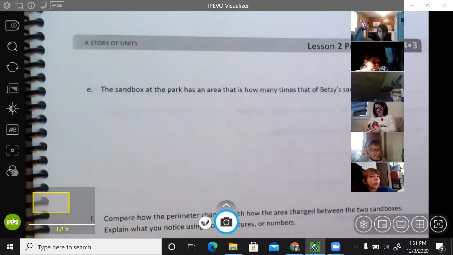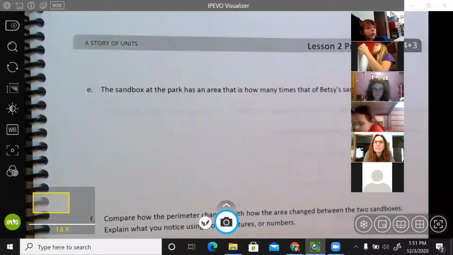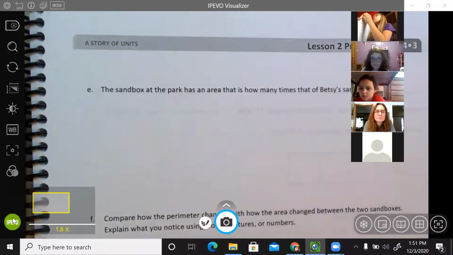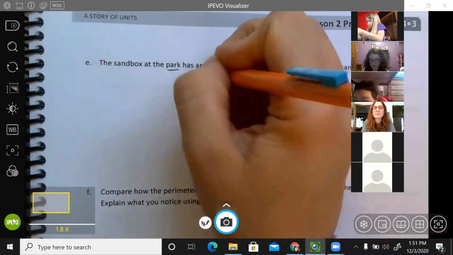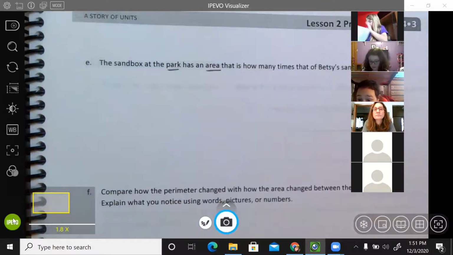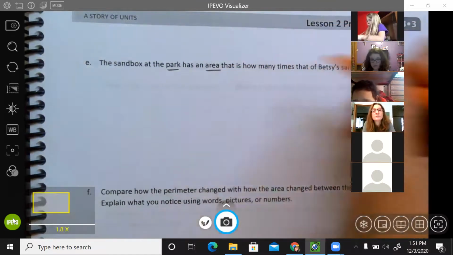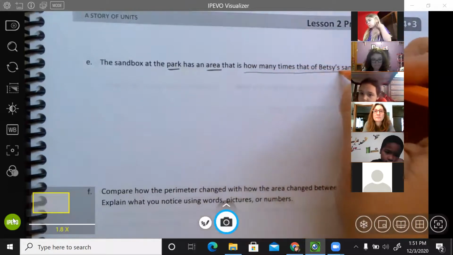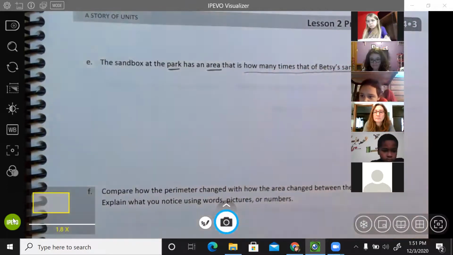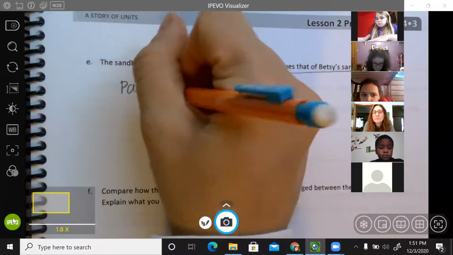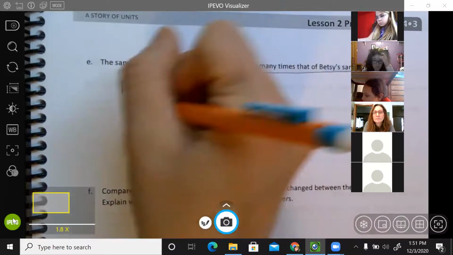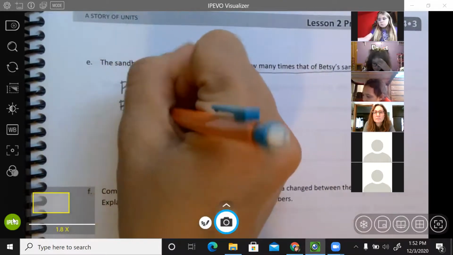Okay, this is our last one, letter E. I don't think I've heard from Riley. Can you read letter E, please? Sandbox at the park has an area that is how many times that of Betsy's sandbox? So we need the park area and Betsy's area.